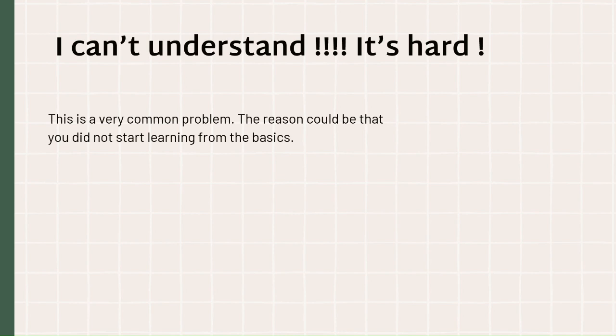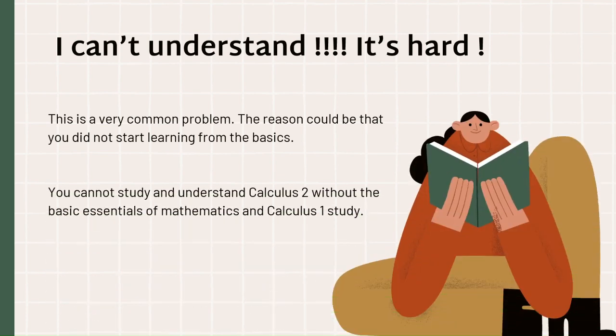If we want to go up the stairs to the next floor, we need to go step by step. We can't jump all the steps at one time, right? So maybe we can give an example here. You cannot study and understand calculus 2 without the basic essentials of mathematics and calculus 1, right?